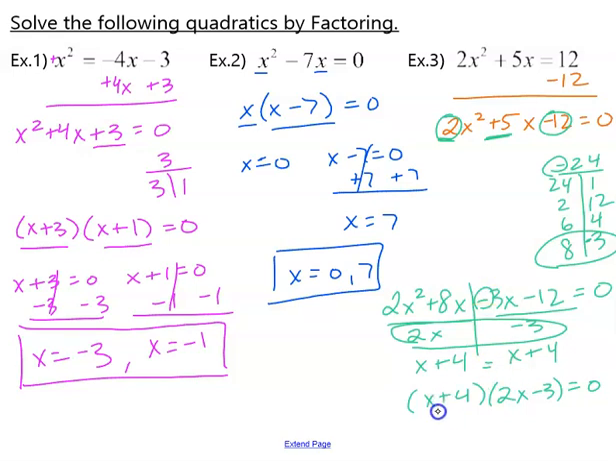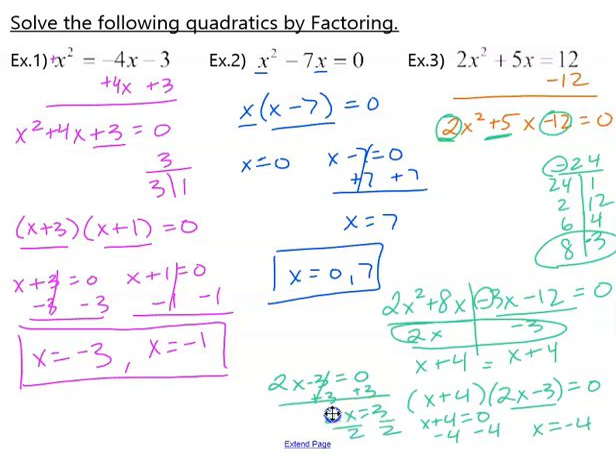So we're going to take x plus 4, set it equal to 0. We're going to subtract 4 from both sides, and we're going to end up with x equals negative 4. Now this one, let me work it out over here. 2x minus 3 equals 0. So we're going to add 3 to the other side. Then we have 2x equals 3, and then divide both sides by 2. So our final answer is going to be x equals negative 4 and 3 over 2.